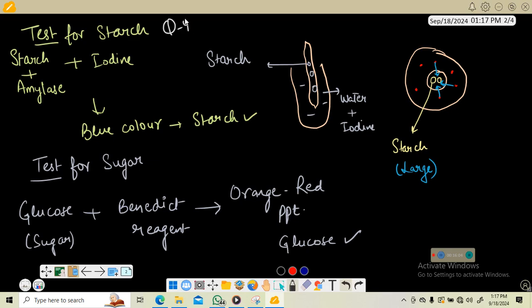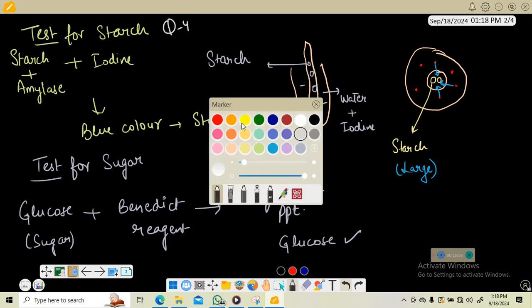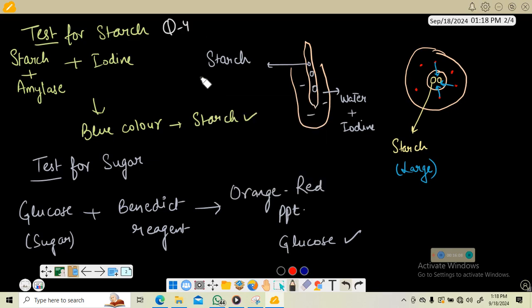Question number 4. Use what you know about starch molecules and sugar molecules.